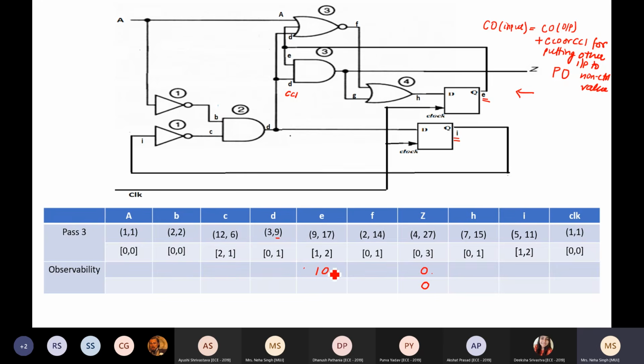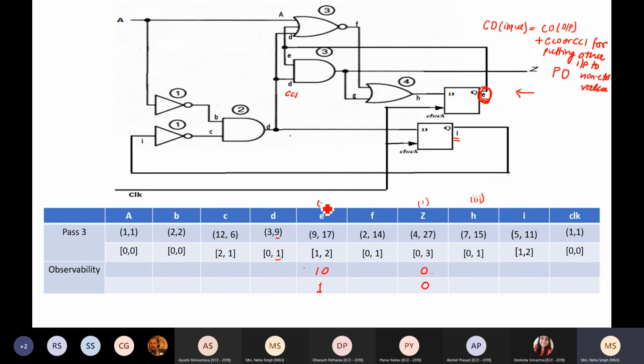Sequential kitni hogi? The formula remains the same except for dropping the +1. So I use CC1 of wire D plus S0 for output, which is Z, that is 0. That gives me 1. So the observability of wire E is now 10 for combinational circuit and 1 for sequential. Now I have this value at the output of flip-flop. So I can calculate the observability of its input, which is wire H. So now I look here. This is the third term that I should evaluate. This was the first term.